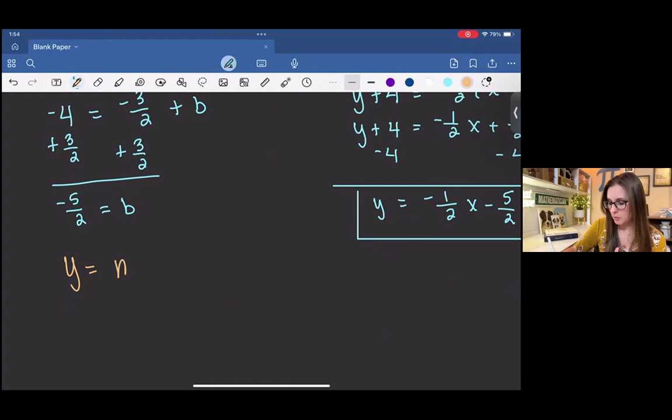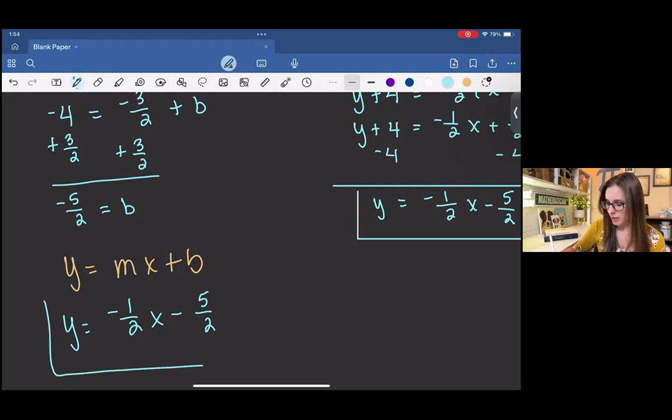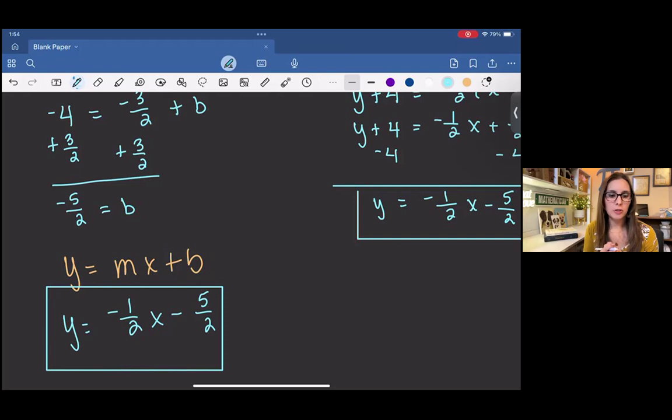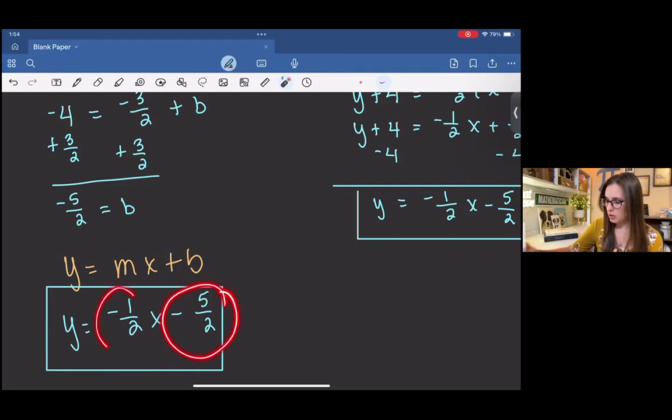We're using mx plus b. We know that m is -1/2, and we just found b to be -5/2. You can still see we got the same line here, same answer, just a few minor little differences, but that is all you would have to do from each of these. You can see the y-intercept and the slope, and that's what you would plug in for your answers.